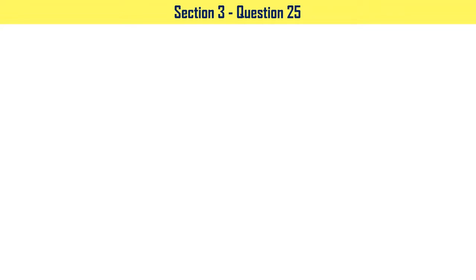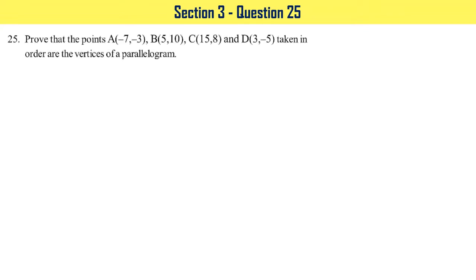Let us see the next question, that is question number 25. Prove that the points A, that is minus 7 comma 3, B 5 comma 10, C 15 comma 8, and D 3 comma minus 5 taken in order are the vertices of a parallelogram.